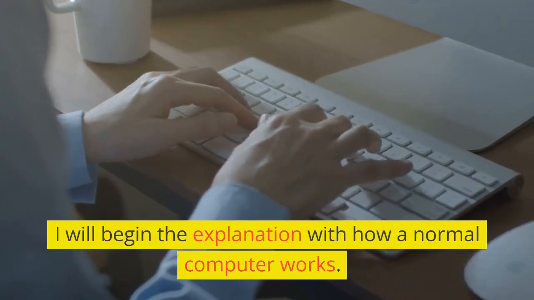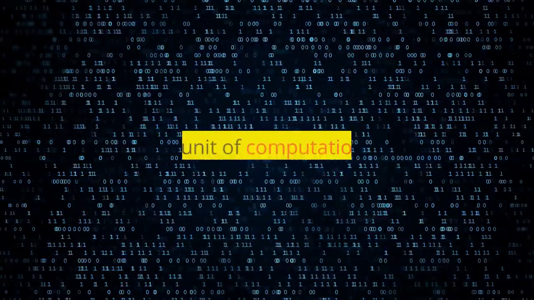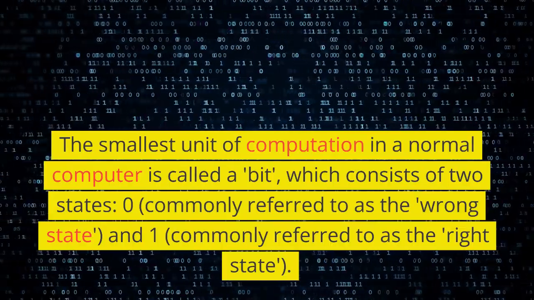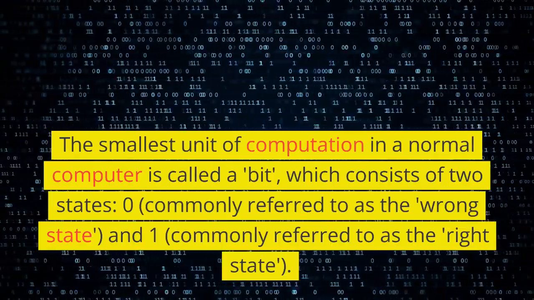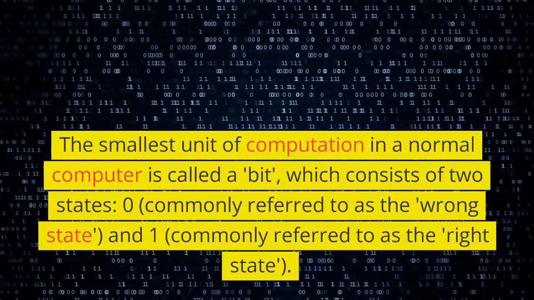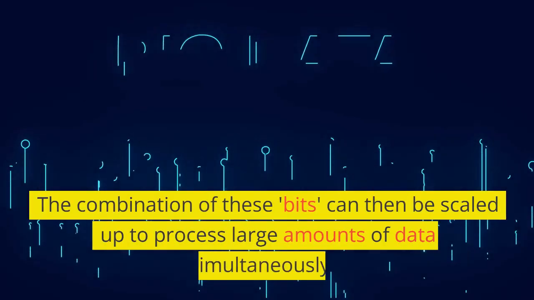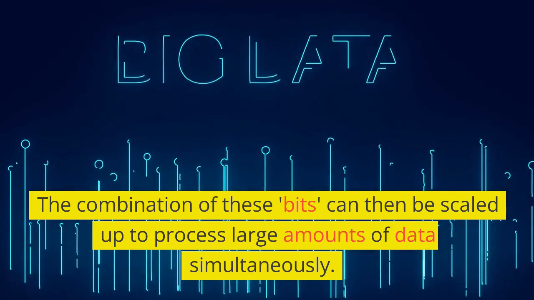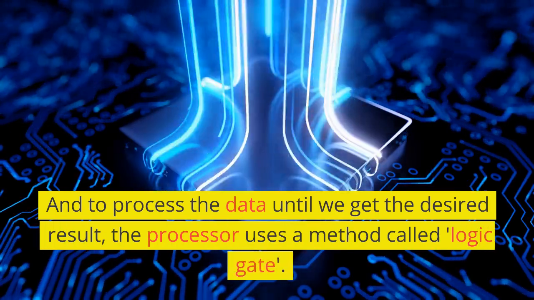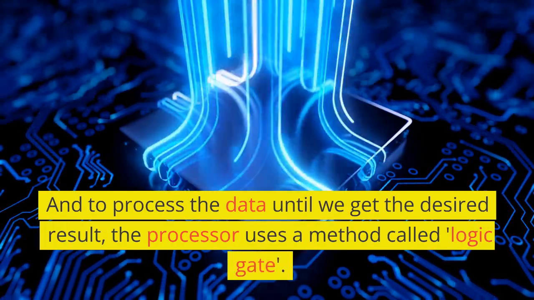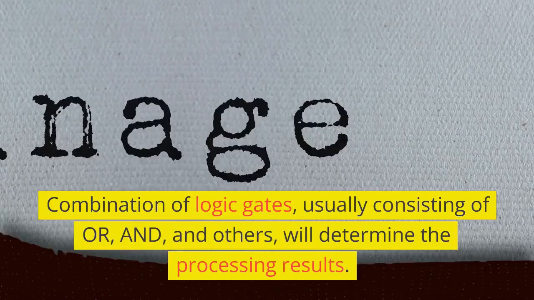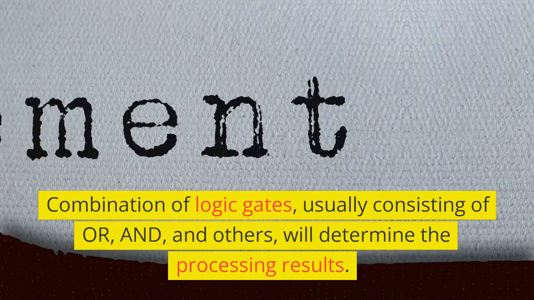I will begin the explanation with how a normal computer works. The smallest unit of computation in a normal computer is called a bit, which consists of two states: 0, commonly referred to as the off state, and 1, commonly referred to as the on state. The combination of these bits can then be scaled up to process large amounts of data simultaneously. And to process the data until we get the desired result, the processor uses a method called logic gates. A combination of logic gates, usually consisting of AND, OR, and others, will determine the processing results.